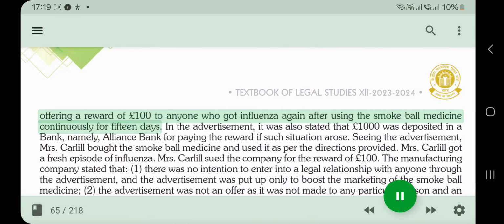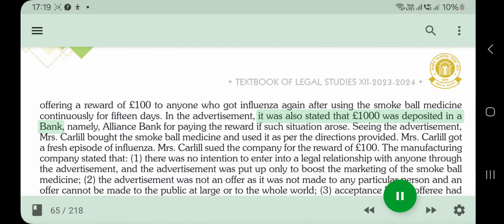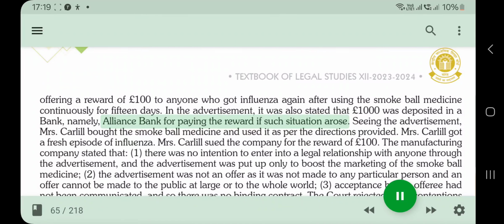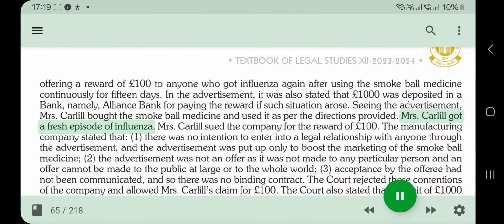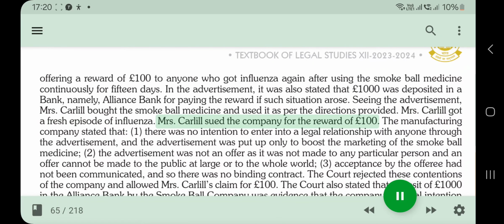Offering a reward of £100 to anyone who got influenza again after using the smoke ball medicine continuously for 15 days. In the advertisement, it was also stated that £1,000 was deposited in a bank, namely, Alliance Bank, for paying the reward if such situation arose. Seeing the advertisement, Mrs. Carlill bought the smoke ball medicine and used it as per the directions provided. Mrs. Carlill got a fresh episode of influenza. Mrs. Carlill sued the company for the reward of £100.